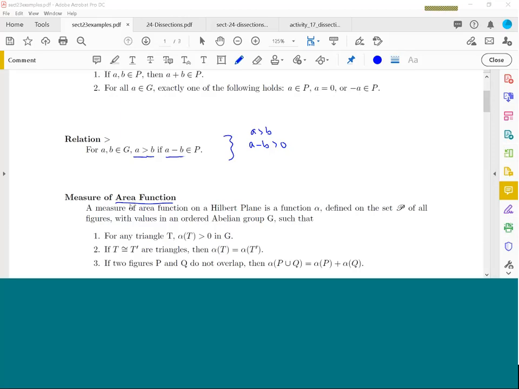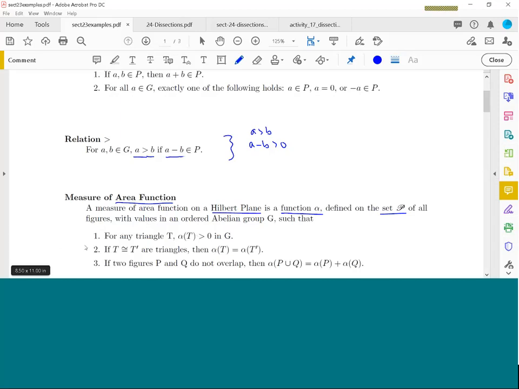So we're going to talk about an area function. We're going to start off in some sort of Hilbert plane. So the assumption here is all this stuff, baseline, you have a Hilbert plane. Your function alpha is going to be our area function. It's defined on the set script P. In other words, its domain is the set P, that's that scripty P, where P is a set of all the figures in your Hilbert plane. So all of your triangles, squares, trapezoids, all of those rectilineal figures. And values, this is your output. So this would be your range here. So with values in the ordered abelian group, that's just your outputs, your numbers.